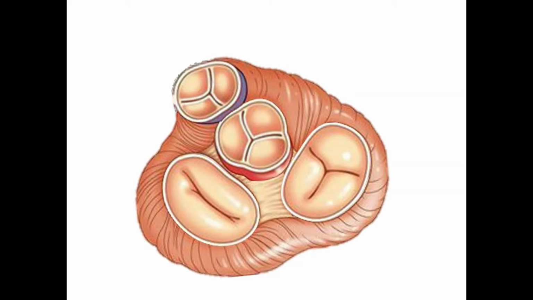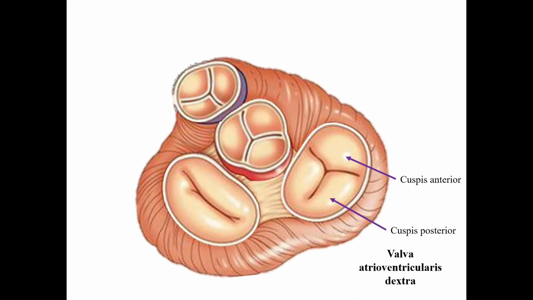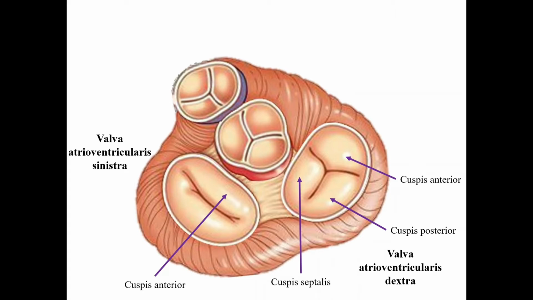Valves between atria and ventricles: the right atrioventricular valve, or tricuspid valve, valva atrioventricularis dextra. It consists of three cusps: cuspis anterior, cuspis posterior, and cuspis septalis. The left atrioventricular valve, or mitral valve, valva atrioventricularis sinistra, consists of two cusps: cuspis anterior and cuspis posterior.